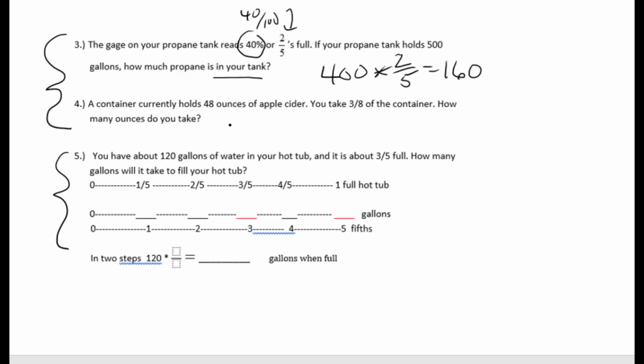And this one is the same. I'll just put the answer down. This one is different. This one is very different. So it says you have about 120 gallons of water in your hot tub, and it's about 3/5 full. How many gallons will it take to fill your hot tub? So in other words, they're asking how many gallons is a full hot tub. And you have 3/5, which is 120.